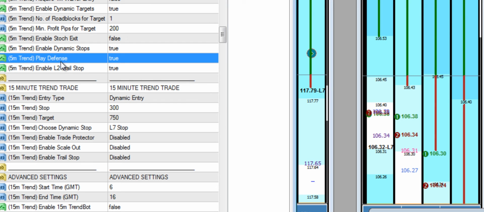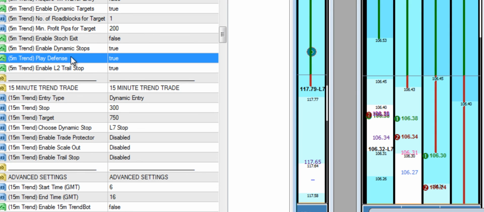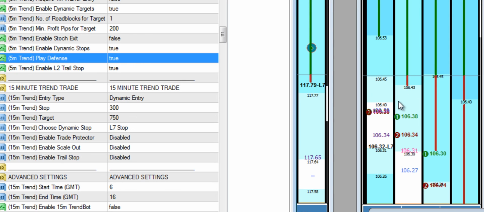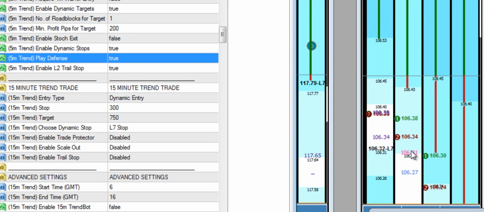Here's something we haven't talked about, play defense. It's under the dynamic stops category. Almost every setup has a play defense. What that means is once you're in the trade, say you've entered a trade, and maybe the trade's taking a while, maybe the trade's not working out perfectly as you had hoped. Say, for example, you get into a 1-minute trend trade, and then while you're in the trade, the 1-minute boxes fall below the 5-minute boxes. And you're negative. You have to be negative to do that.